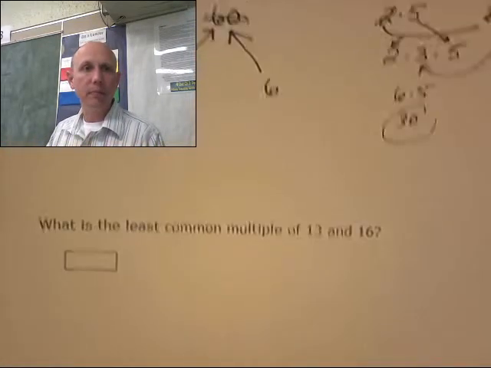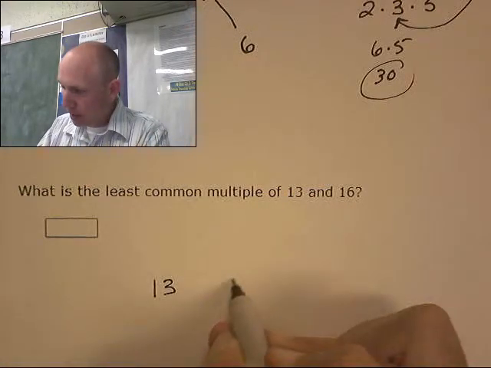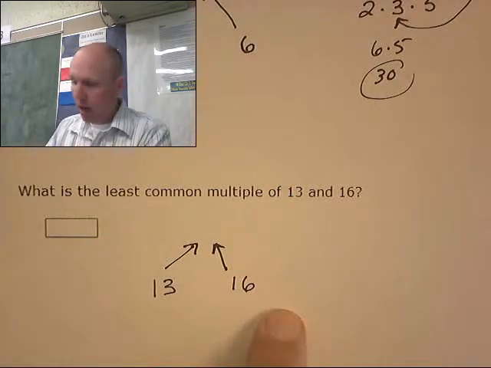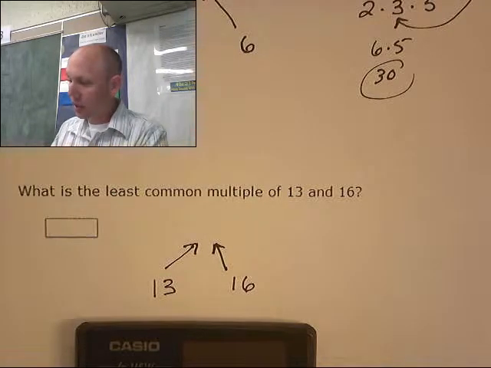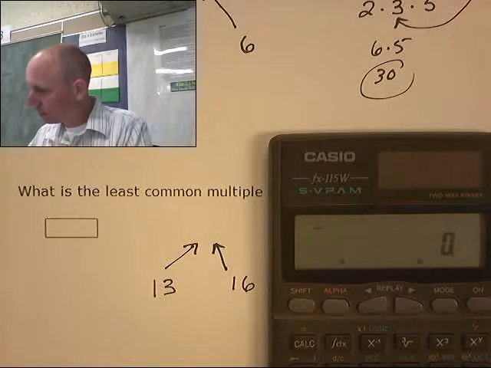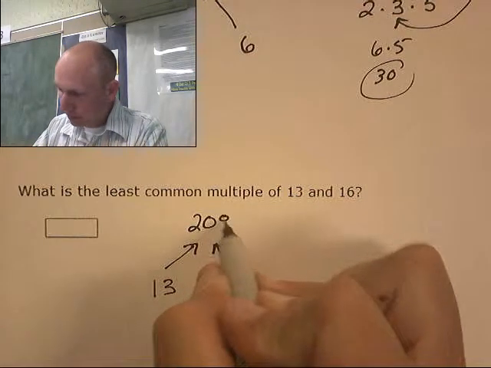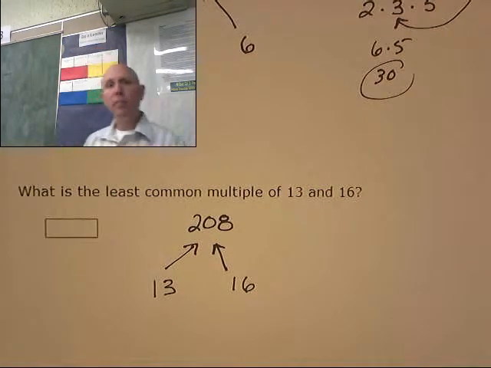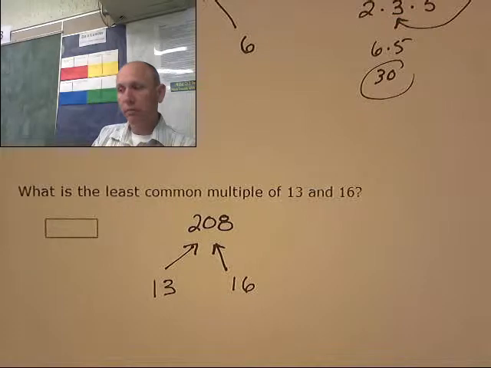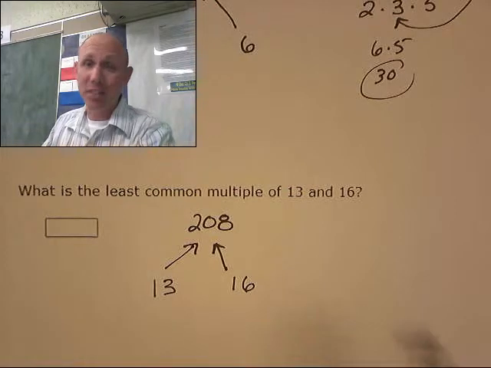Let's try another one. What is the least common multiple of 13 and 16? Well, 13 and 16, what can they both fit into? Now, I know that they're going to both fit into 13 times 16. Let's do that. 13 times 16 is 208. Is there something lower that they can both fit into? Well, let's find out. I don't think so, but as you've seen in other videos, I'm frequently wrong.